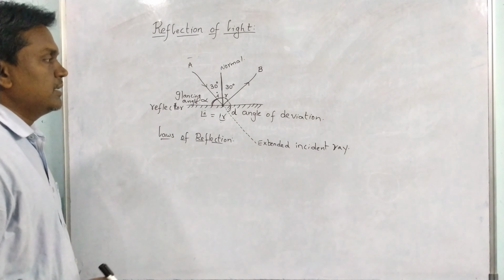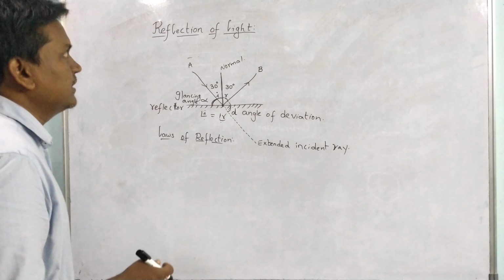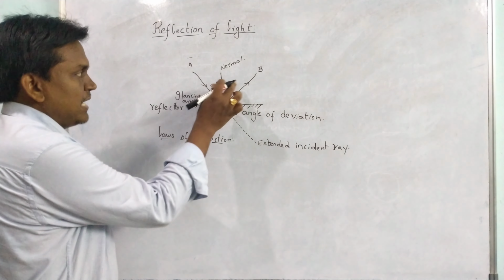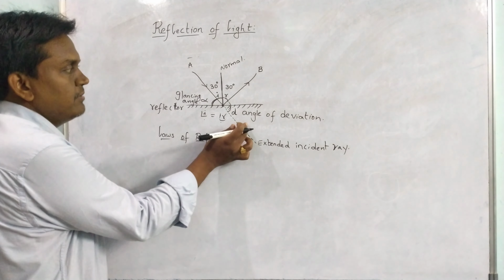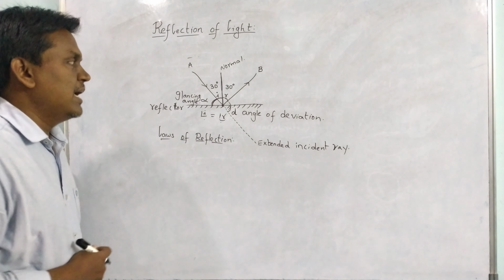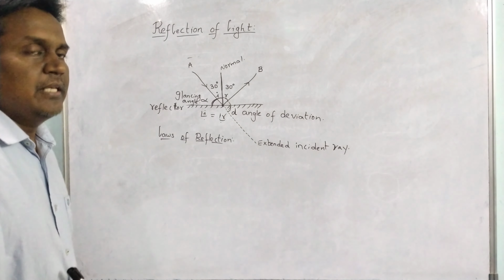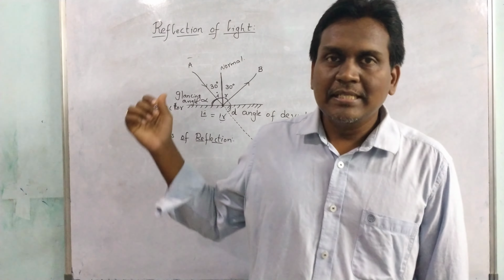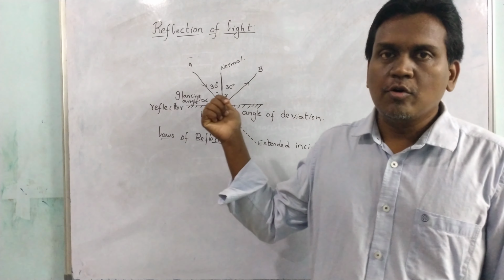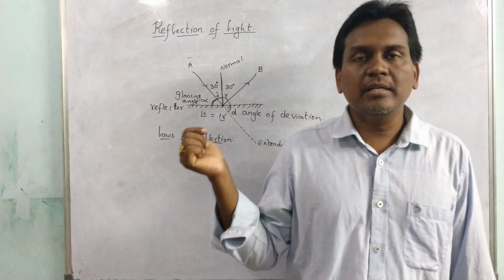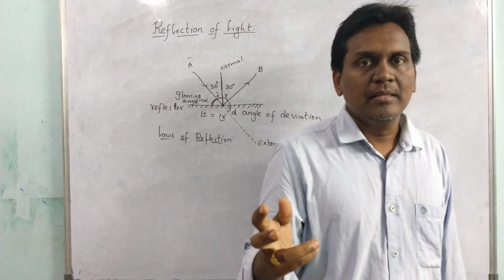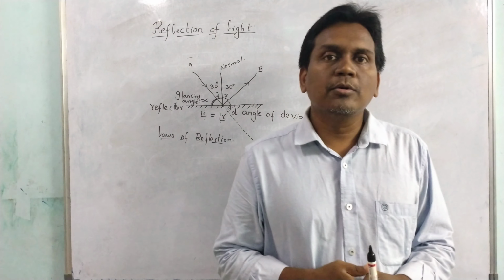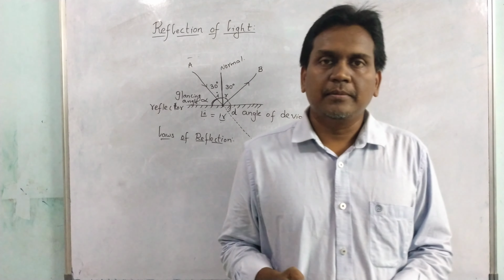So these are the terms we have seen in this reflection of light: angle of incidence, angle of reflection, angle of deviation, and glancing angle. And there are two laws of reflection. First law: the incident ray, reflected ray, normal and the point of incidence all lie in the same plane. And coming to the second law, the angle of incidence is equal to the angle of reflection.